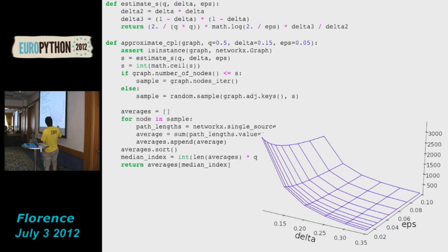To give you an idea, this is the value of S, the size of the sample. So you're not going to accept this kind of precision anyway. But if you try to be rather precise here, still the sample is in the order of 3,000 nodes. So you are just making computation of 3,000 nodes instead of some million of nodes. So it's a big win.